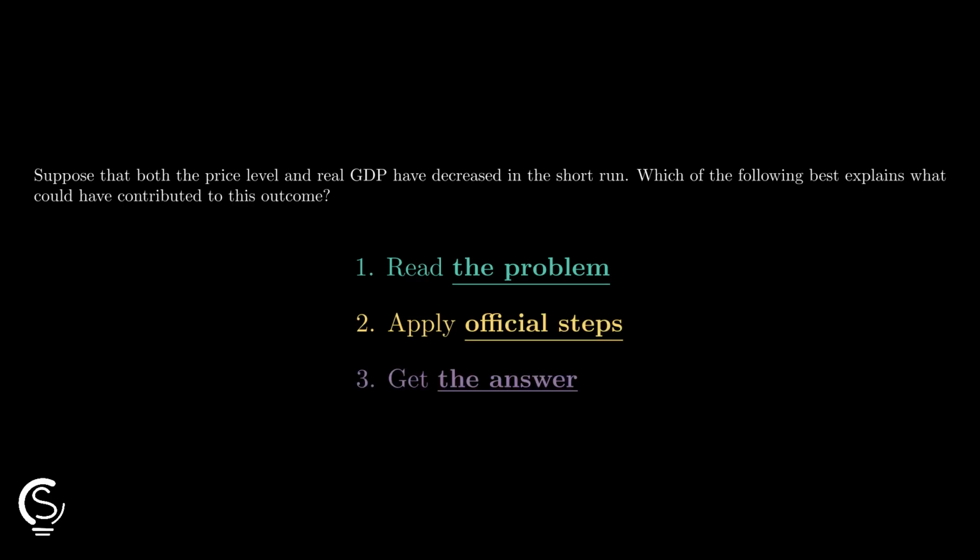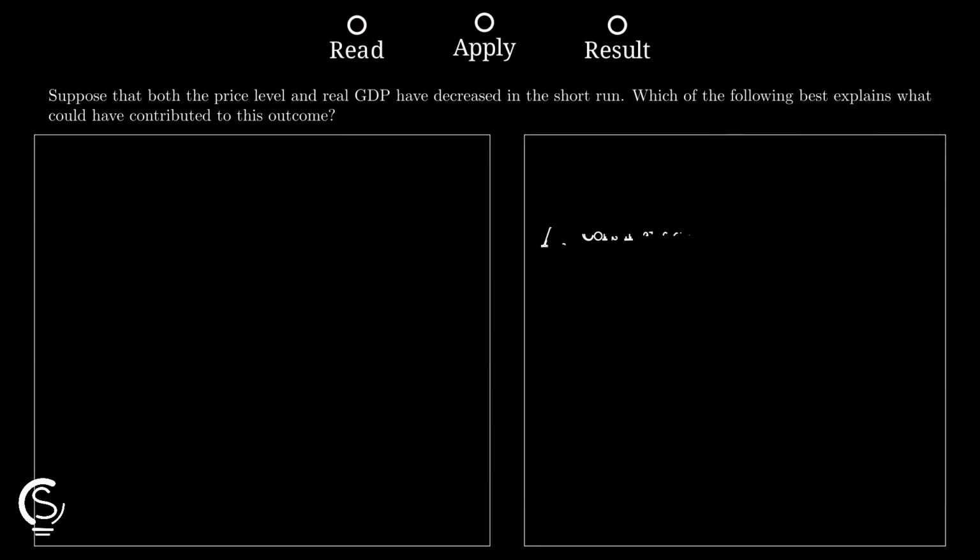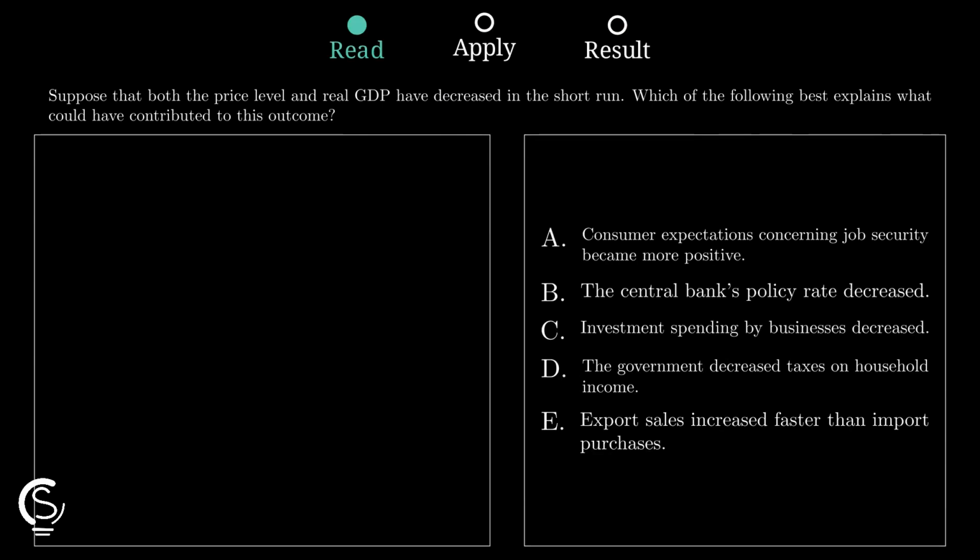I got your back. Economics problems like this are actually super simple if you visualize the graph. We need to find what makes both price and GDP drop fast. In the AD-AS model, a simultaneous decrease in the price level and real GDP indicates a leftward shift of the aggregate demand curve. This happens when total spending in the economy falls.